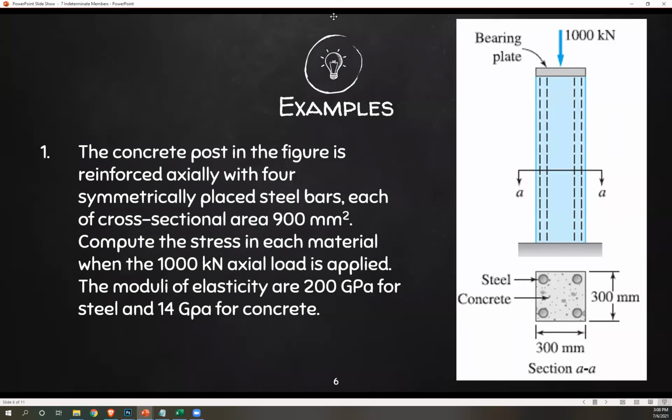Number 1: a concrete post in the figure is reinforced with 4 symmetrically placed steel bars, each of cross-sectional area 900 millimeters squared. This is your concrete post, and these are your steel bars, 4 steel bars at each corner. Compute the stress in each material when the 1000 kilonewton axial load is applied. The moduli of elasticity are 200 GPa for steel and 14 GPa for concrete. Basically, we're looking for stress in the concrete and in the steel. Let's begin by writing out our given.